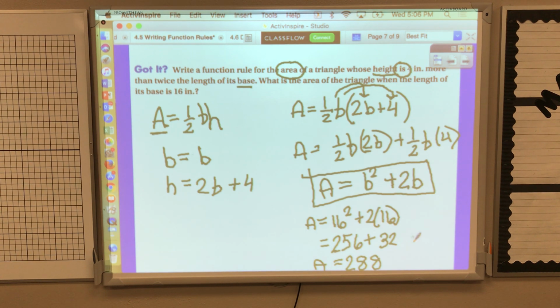The label here was inches, and area is always labeled in units squared. Squared. So there's my 2 answers. I have my function rule and my solution.